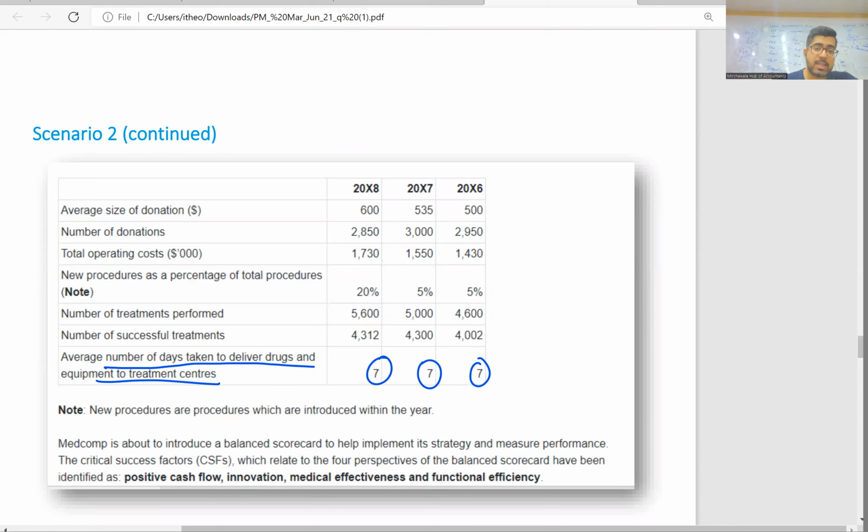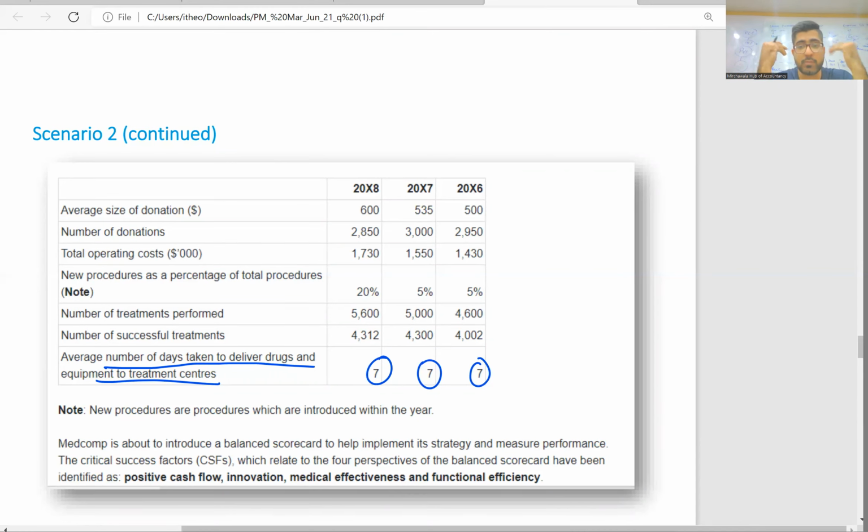Analysis is that from 2006 to 2008, the number of days taken to deliver drugs and equipment remains the same, neither fallen, neither improved. That means the company has a very sound logistics and stable system, which delivers drugs and receives drugs on time.